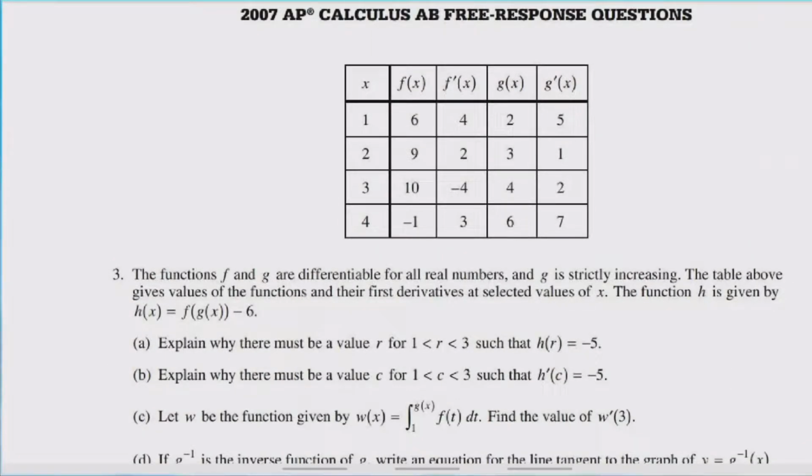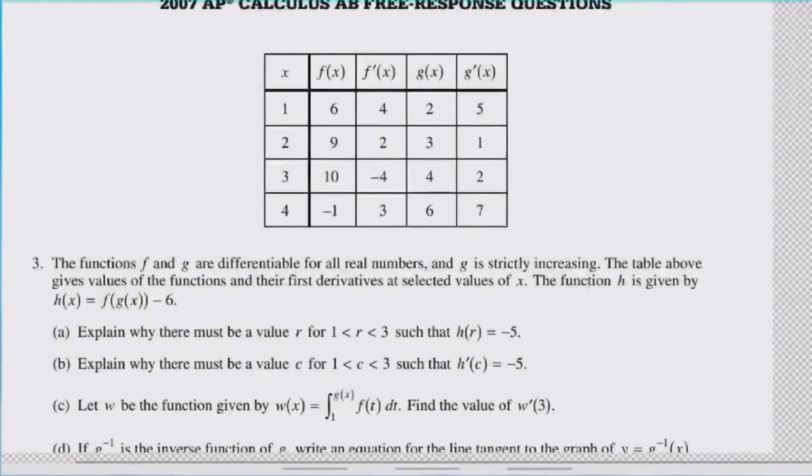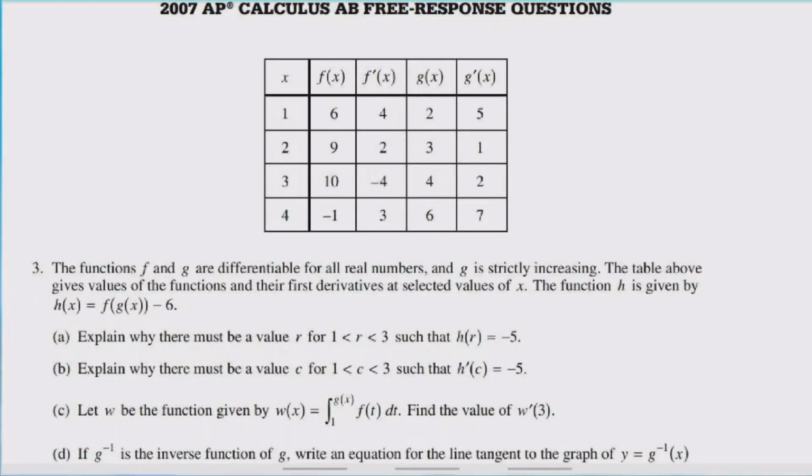So it says here, explain why there must be a value for r such that h of r is equal to -5. Now the second I see this, something I want to bring up: there are these two theorems that we haven't touched in a long time.